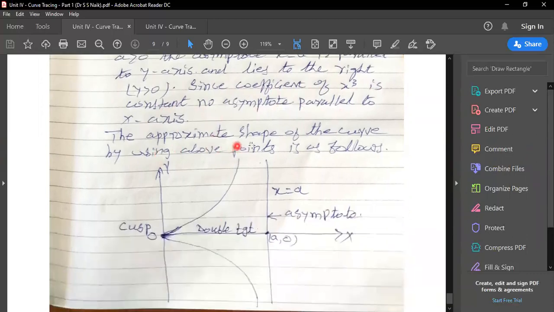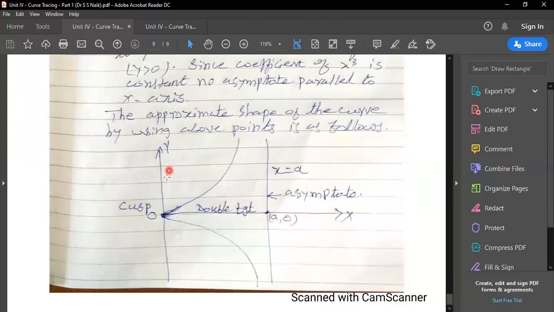The approximate shape of the curve, using the above points, is given by this. Now, at the origin there is a cusp, and this is a double tangent, that is the x-axis, and it meets the curve at (a, 0) and (0, 0), and x equal to a is the asymptote.